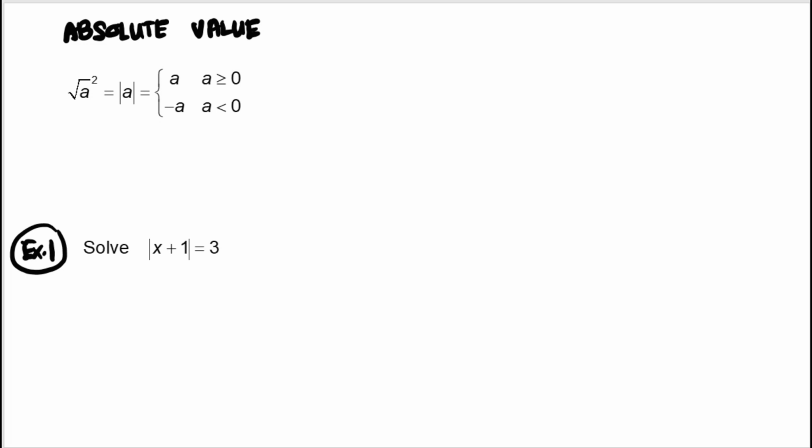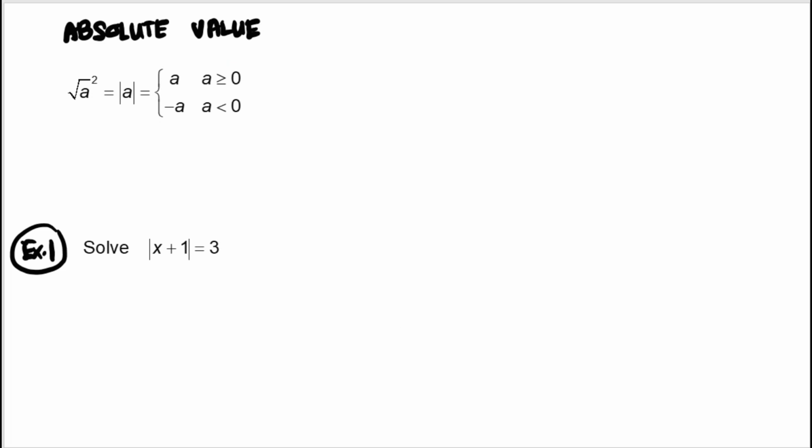Today we're going to learn about the absolute value and also the inequalities which involve the absolute value. Usually the absolute value is represented by this modulus of a, and it is equal to the square root of a squared. So when we write the square root of a squared, it's not actually equal to a, but it's equal to the modulus of a. This modulus of a can be represented by a piecewise function, where it is equal to a if a is greater than or equal to 0, and negative a when a is less than 0.